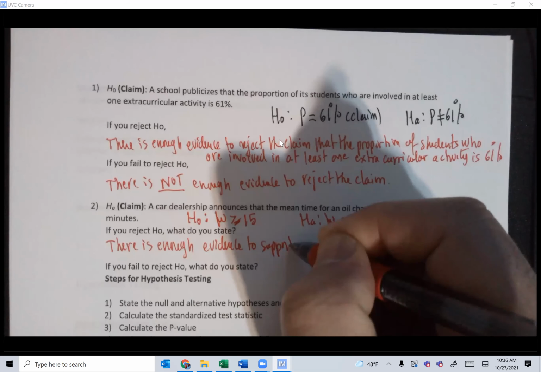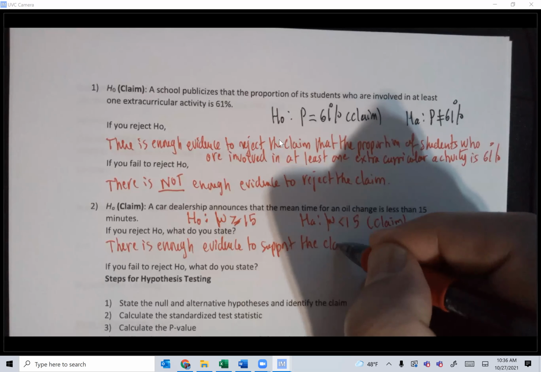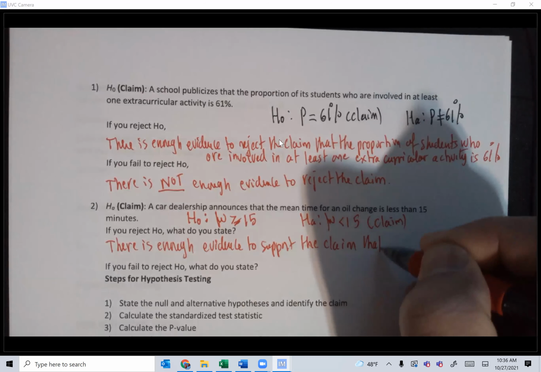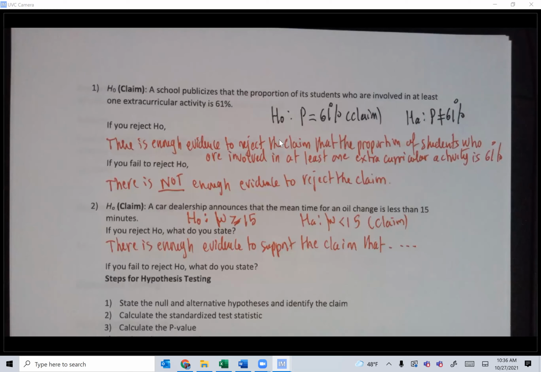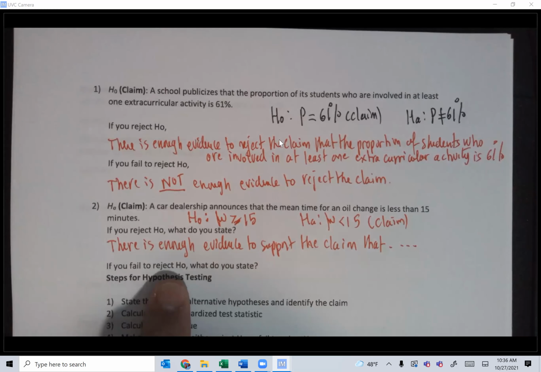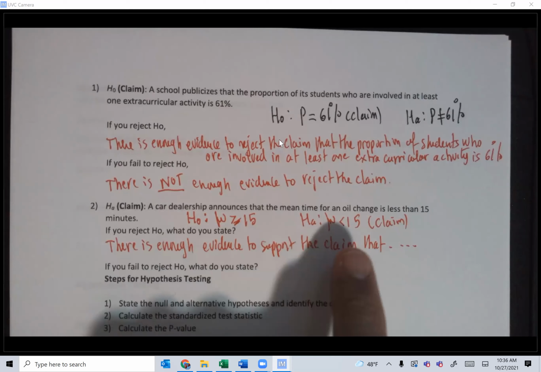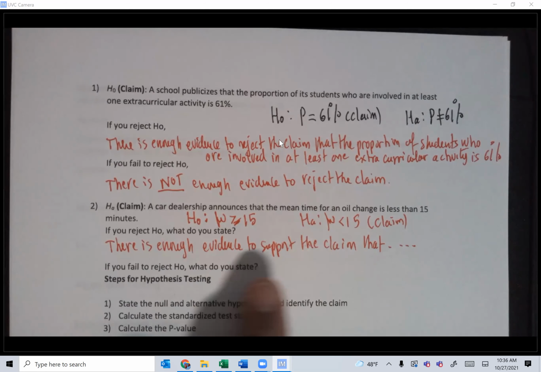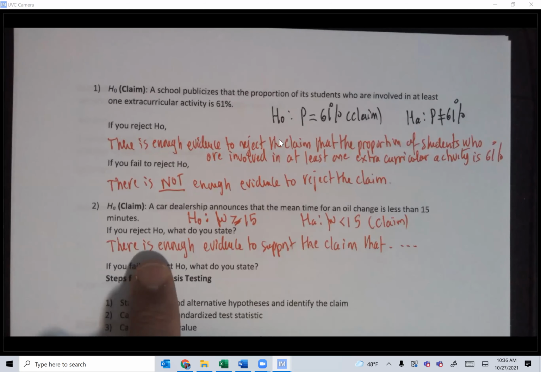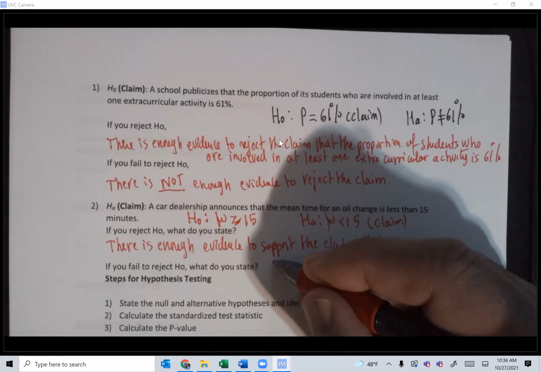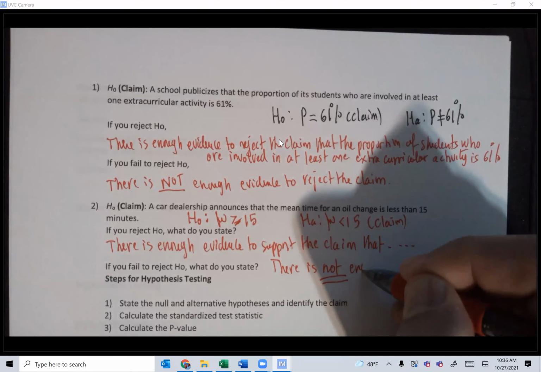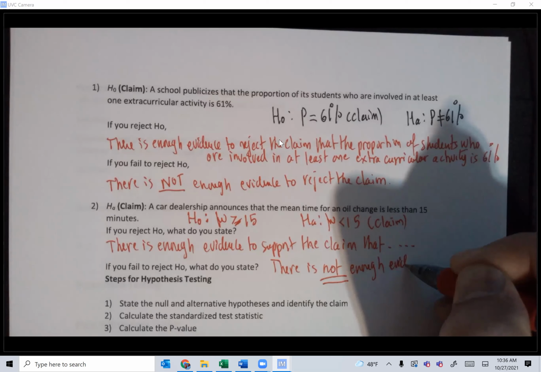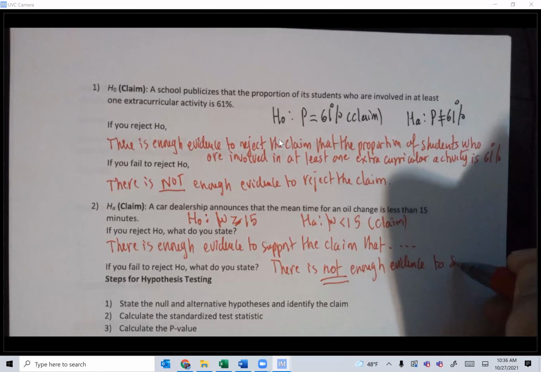And then you can say what the claim is. The claim that the mean oil change is less than 15 minutes. If you fail to reject H0, guys, and your claim happened to be in HA, that means you cannot support the claim. So just change this statement and just add "not" here. There is not enough evidence to support the claim.